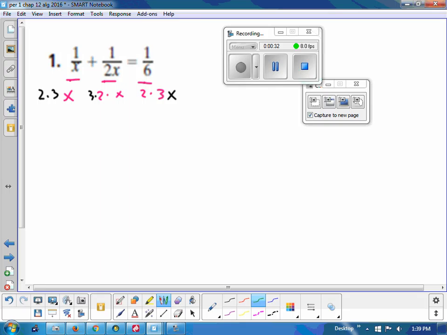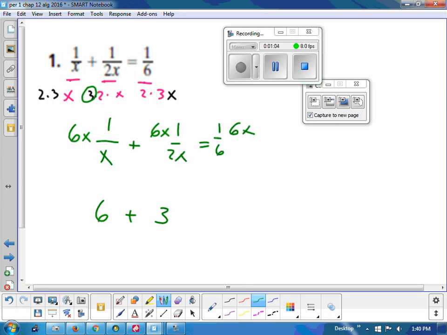So we're going to multiply every one by 6x. So 6x times 1 over x is going to turn into just plain 6. Plus 6x times 1 over 2x is just going to turn into plain 3. And the last one, 6x times 1 over 6 is just going to turn into x. And then you can just do the math here. You get 9 equals x.